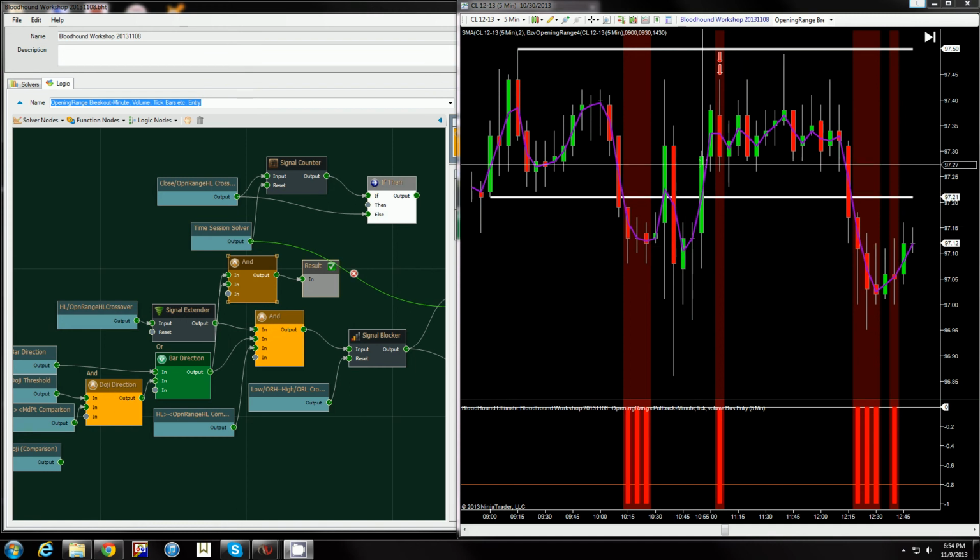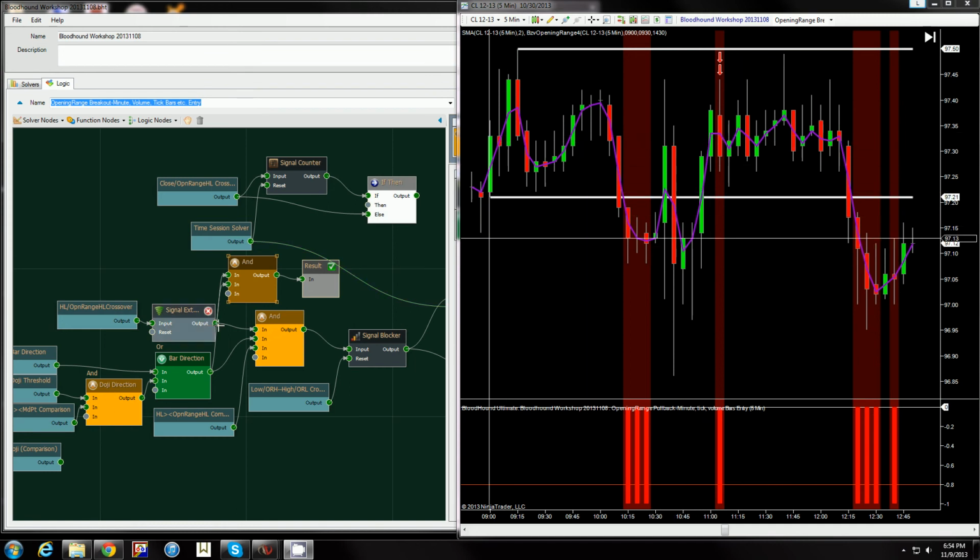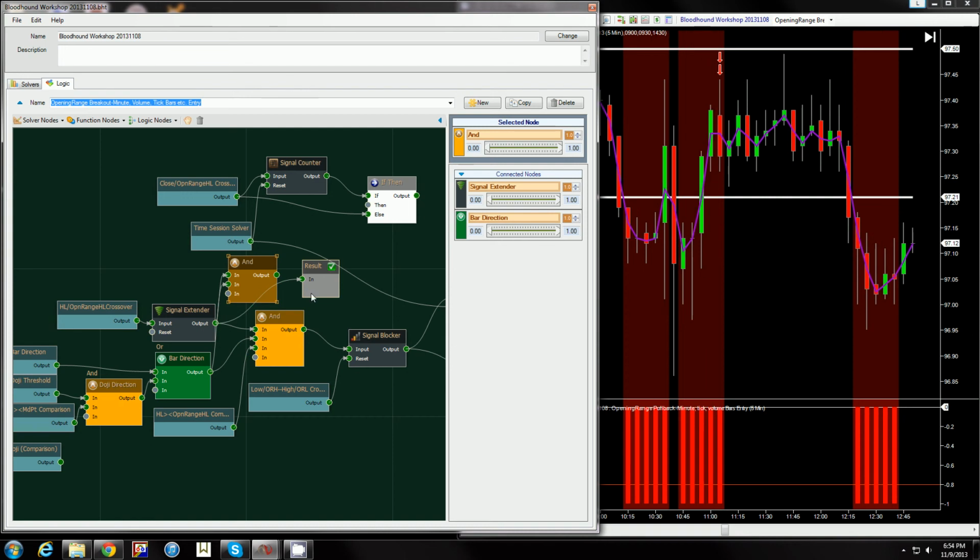But anyway, in this case we've broken back inside because of extending that signal forward. It's going to find the next down bar for a short signal. And if the down bar is inside the opening range, do you want to take it or not?